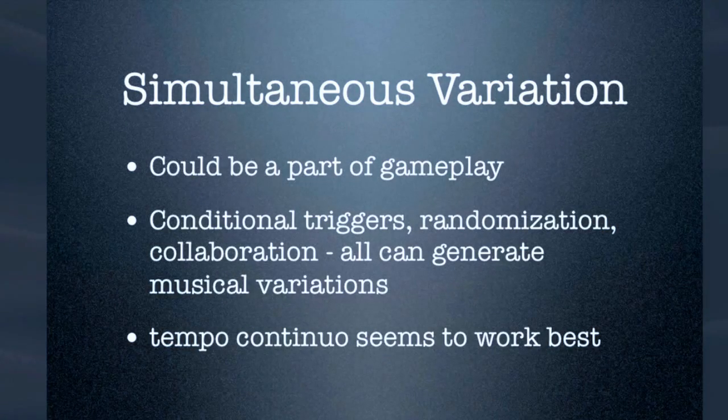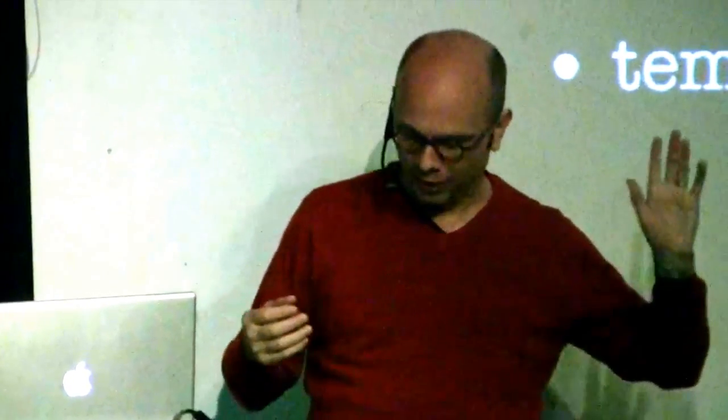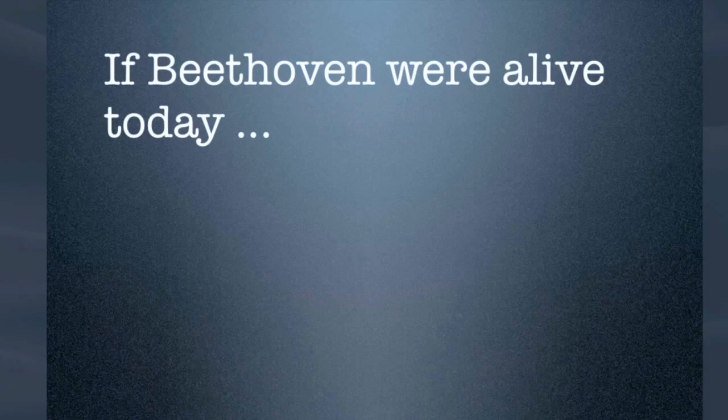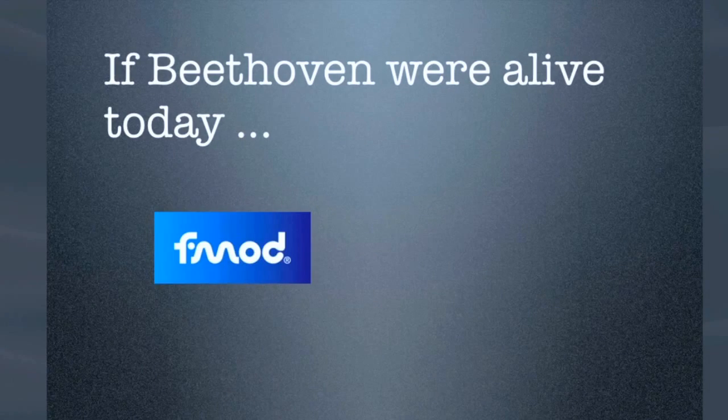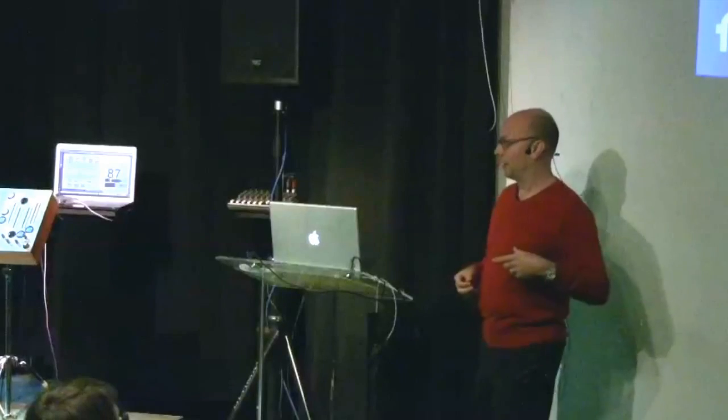It might be inspiring to think about music already having this character built into it and how it might relate to the game in a different way, where conditional triggers or other elements that are part of what technically can drive this also generate musical variation. And if you're going to think this way, obviously having a continuous tempo or steady tempo will work best in tools like Wwise and FMOD. I think if Beethoven were alive today, he would certainly be using these kinds of things.